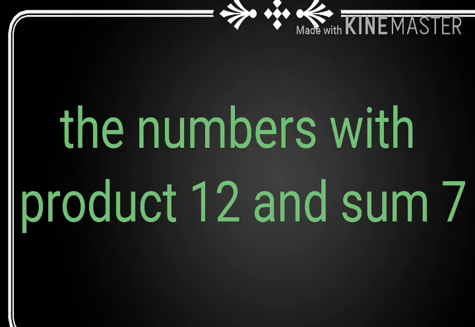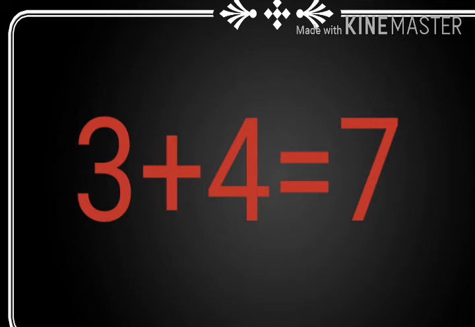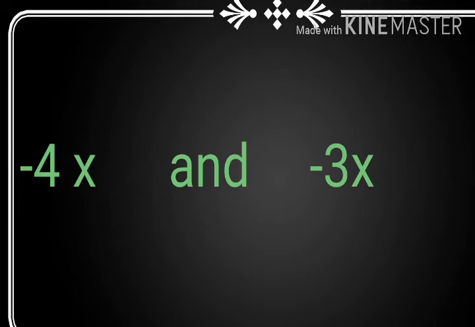So it is easy to find the numbers whose product is 12 first. So 1 into 12 is 12, 2 into 6 is 12, 3 into 4 is 12. These are the three groups for getting the product as 12. So in these groups, which two numbers' sum is 7? 4 plus 3 is 7. So 4 into 3 is 12, and 4 plus 3 is 7. So these two numbers have a minus symbol also. So the numbers are minus 4x and minus 3x.